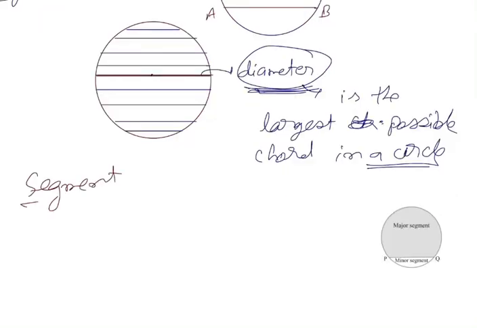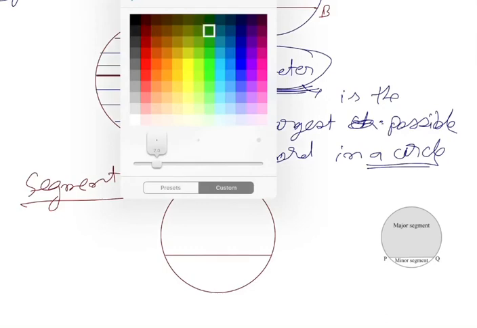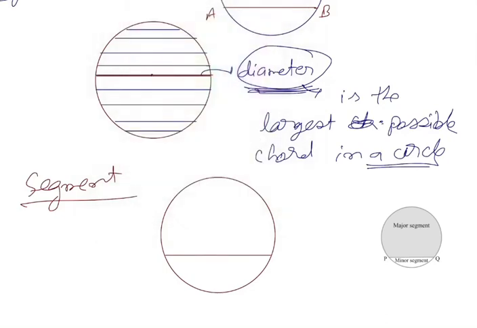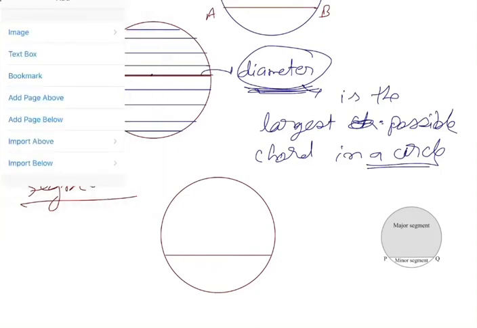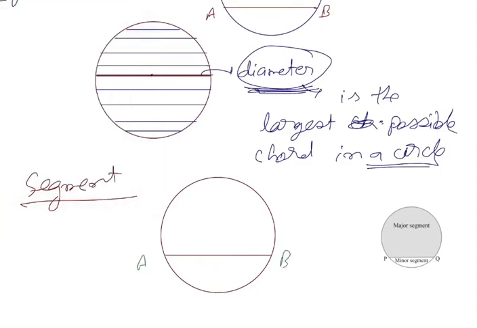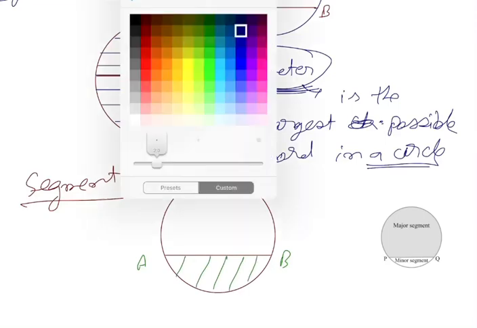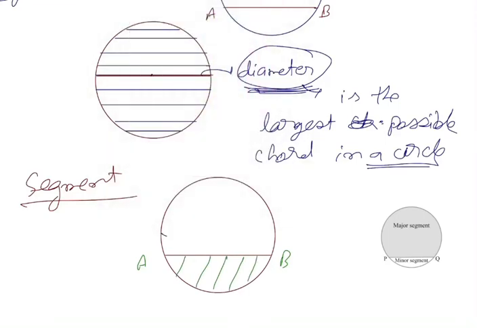What is a segment? When we draw a chord in a circle, the chord divides the circle into 2 parts. So this chord AB divides the circle into 2 parts. One part is this one, and the other part is this one.